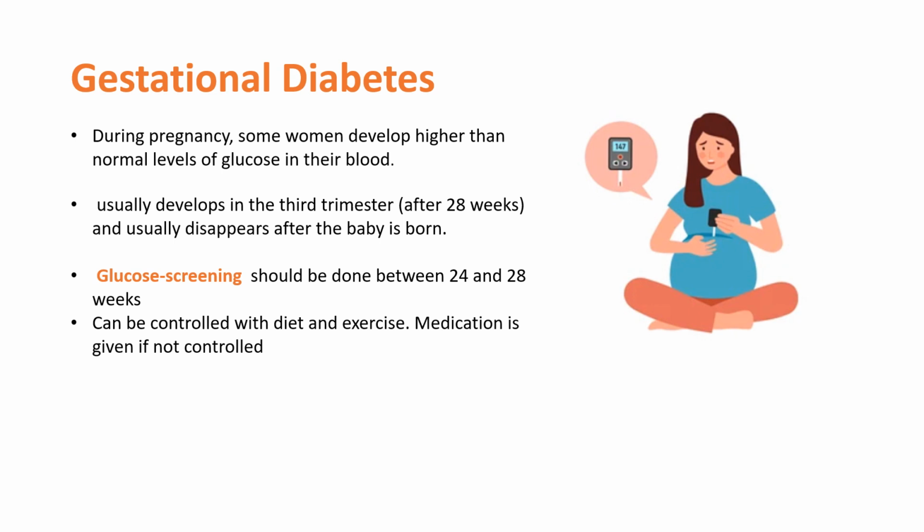Gestational diabetes. During pregnancy, some women develop higher than normal levels of glucose in their blood. This is gestational diabetes, and it usually develops in the third trimester after 28 weeks during the pregnancy. It usually disappears after the baby is born. So glucose screening should be done between 24 and 28 weeks. It can be controlled with diet and exercise, and medication is given if not controlled.